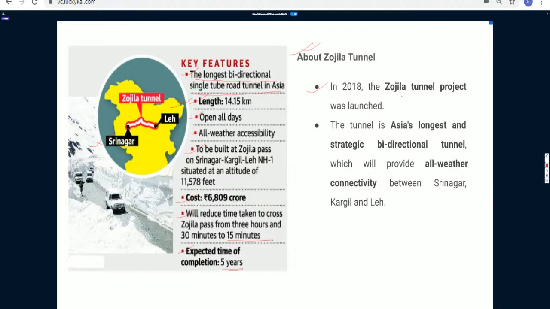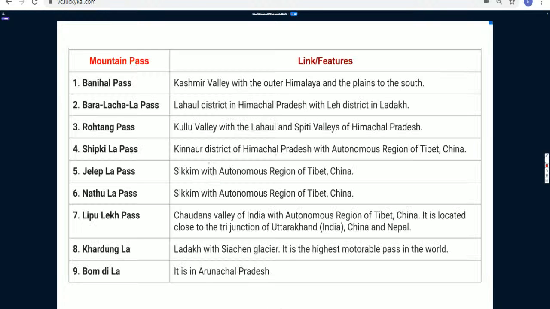This project has been started by the government in 2018. The tunnel is Asia's longest and strategic bi-directional tunnel, which will provide all weather connectivity between Srinagar, Kargil and Leh. So we have already discussed this detail. Now let us understand about similar mountain passes. It is very important from geographical perspective. This is very important for us.